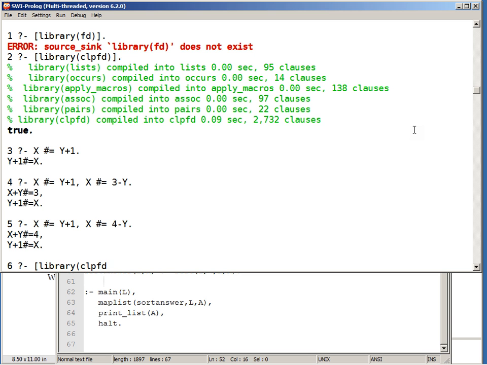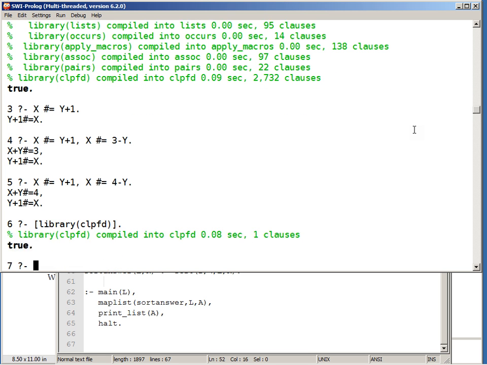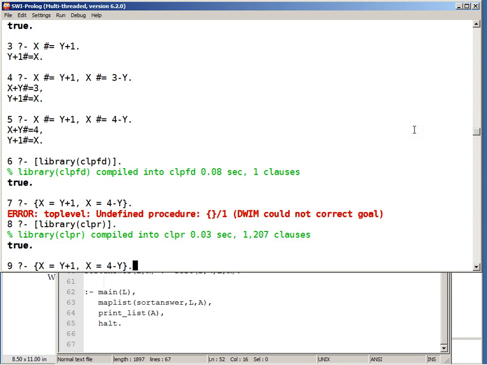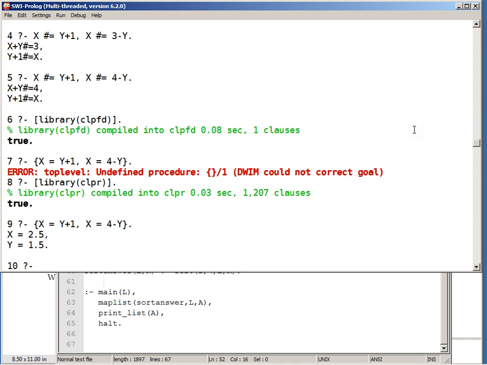In the previous class, I finished explaining this, and then I moved on to linear constraints. So I can take the previous system of equations, and if I put them within curly braces, and I use the regular equality, I don't get anything. Undefined procedure. Not CLPFD. What am I saying? CLPR. Okay, so this is the library, and oh, I get 2.5 and 1.5.